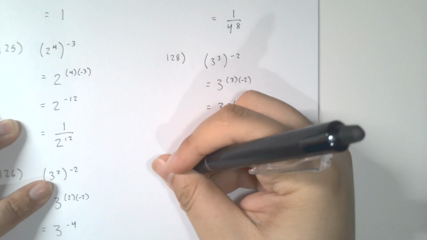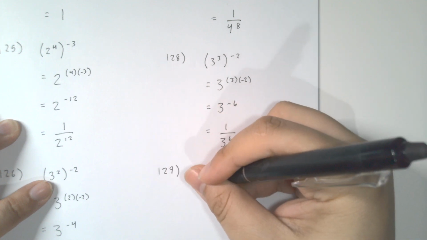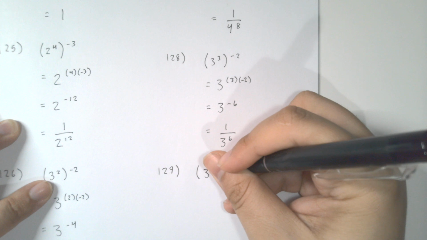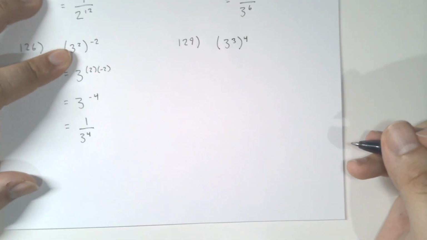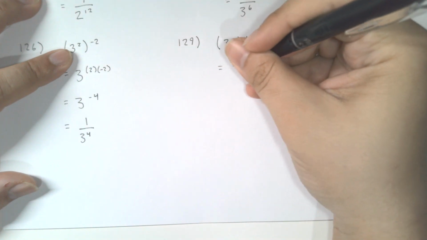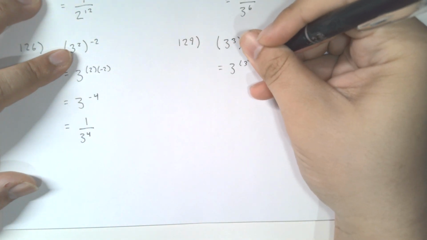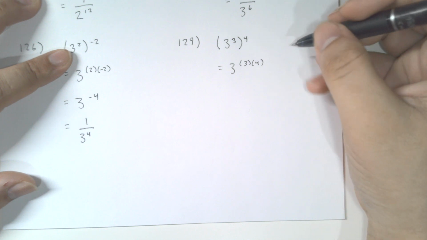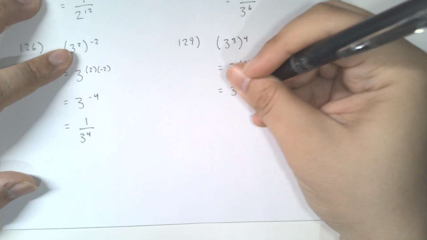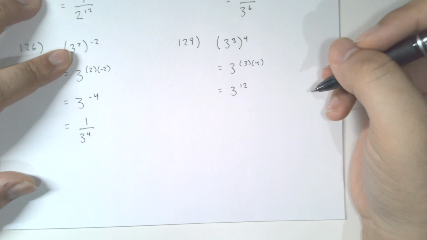For number 129, we have 3 to the 3rd power to the 4th power. This is equal to 3 to the 3 times 4th power. 3 times 4 is 12, therefore we have 3 to the 12th power.